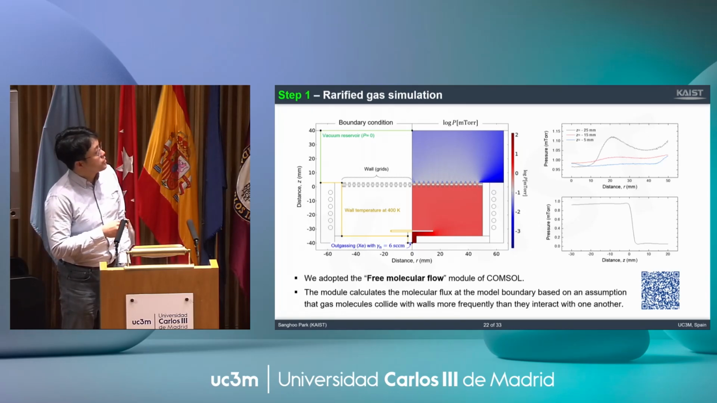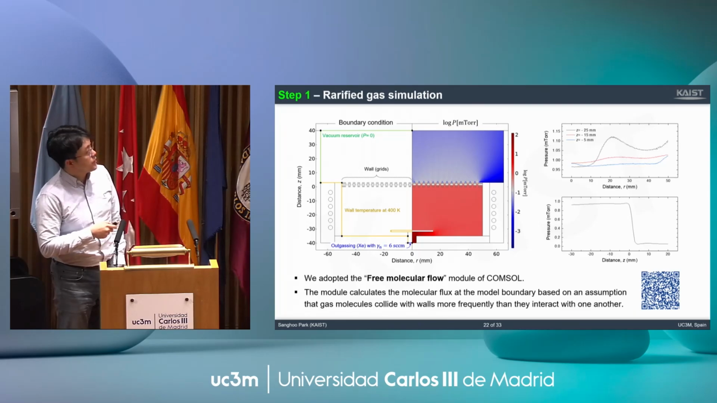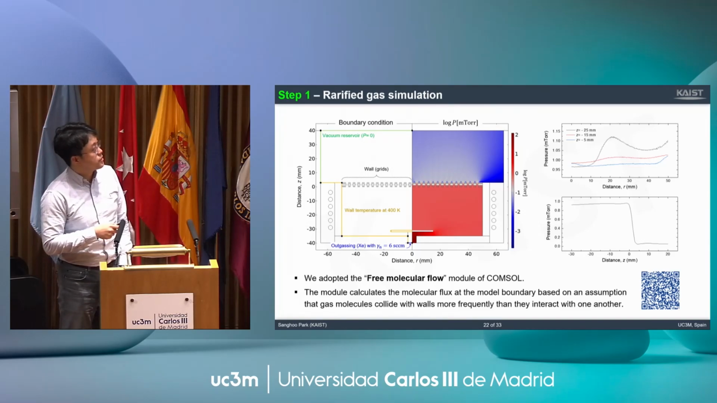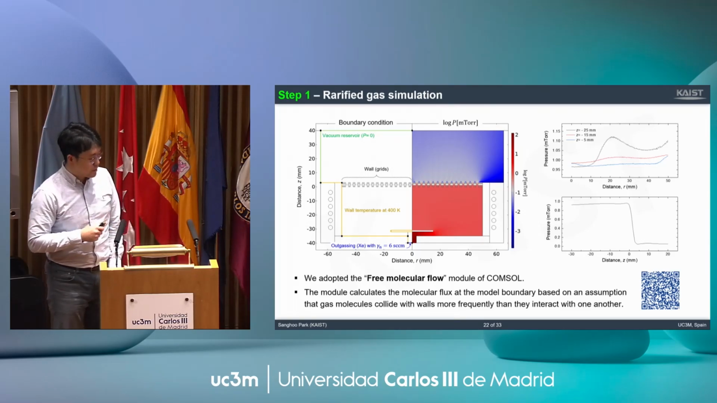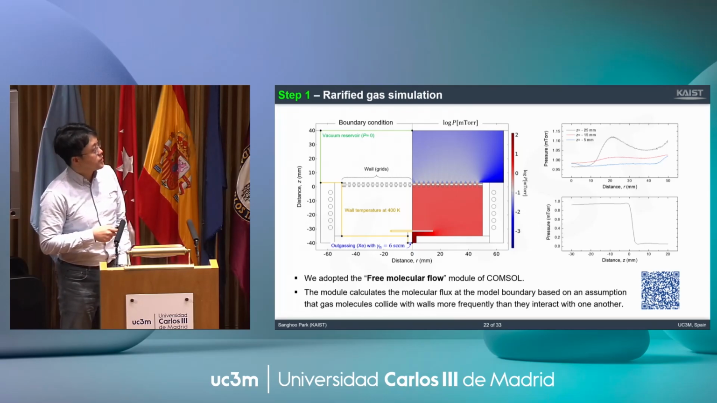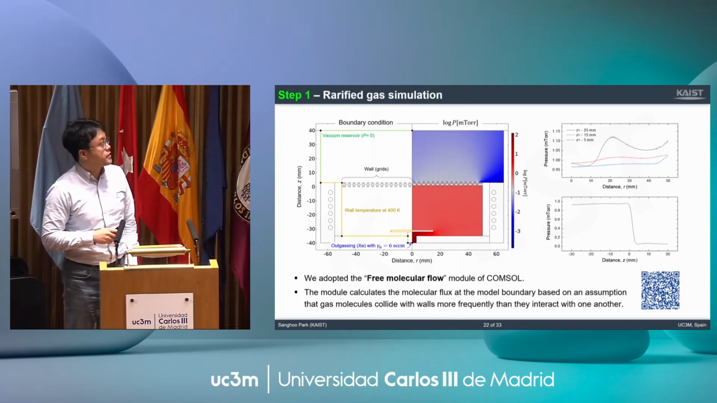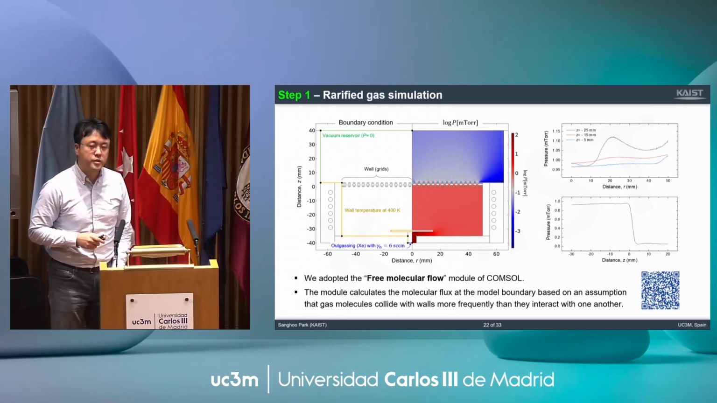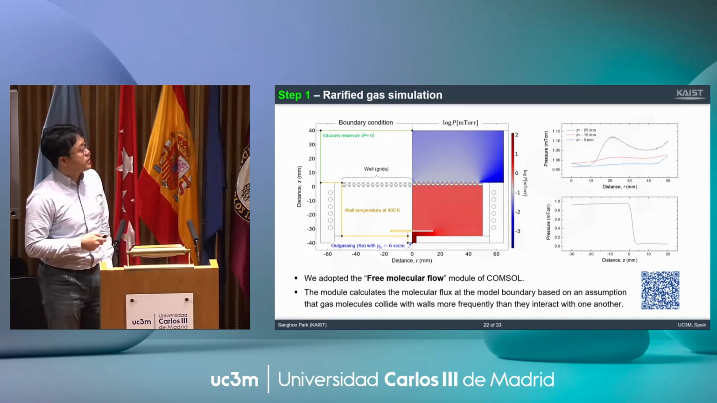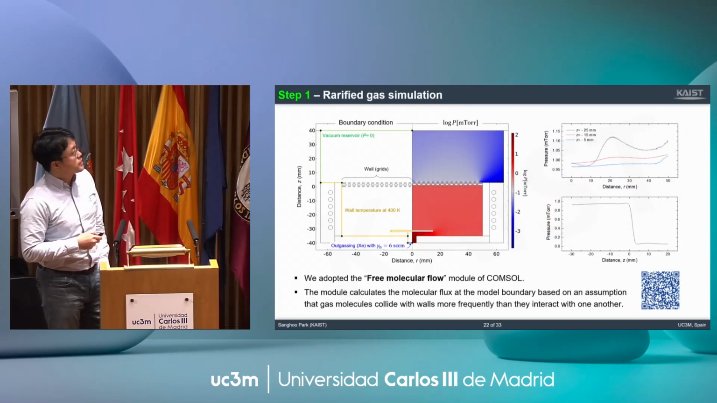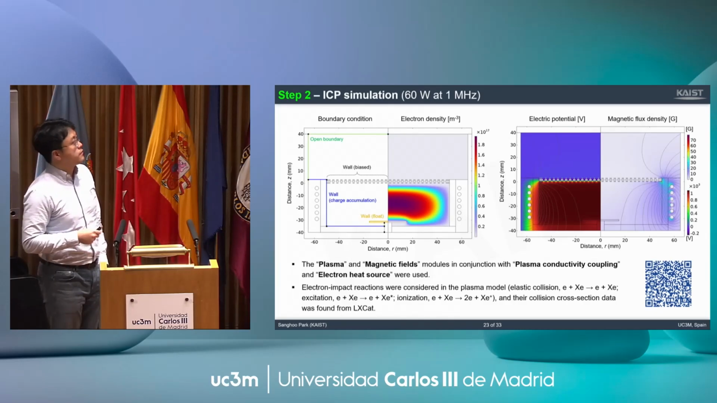And also, depending on the z-axis, you can see very different profiles of the xenon gas pressure. It means the aspect ratio of the chamber should be considered, because with a very short depth of the chamber, you can expect very non-uniform xenon gas, which makes very non-uniform plasma properties when we generate the plasma inside the ICP chamber. Based on this result, we can input this data into our second model for plasma.